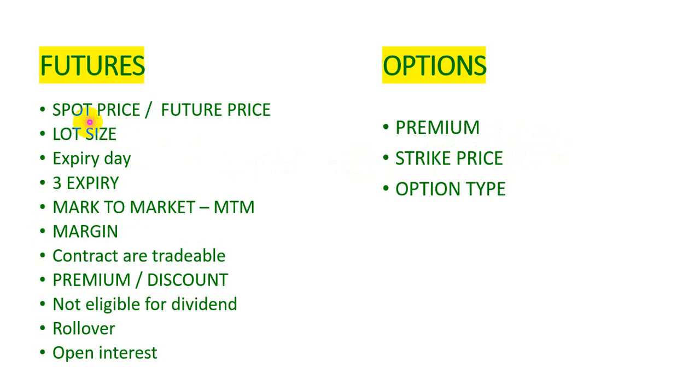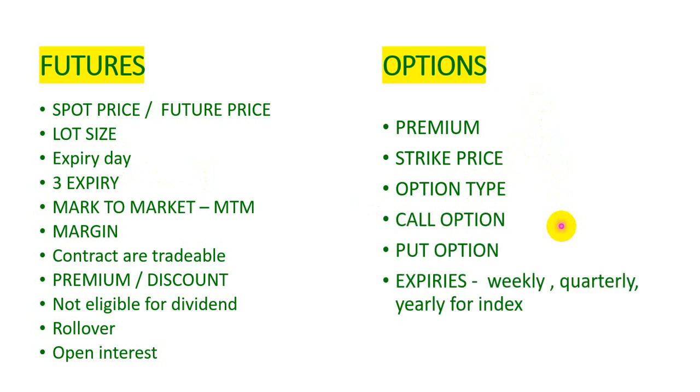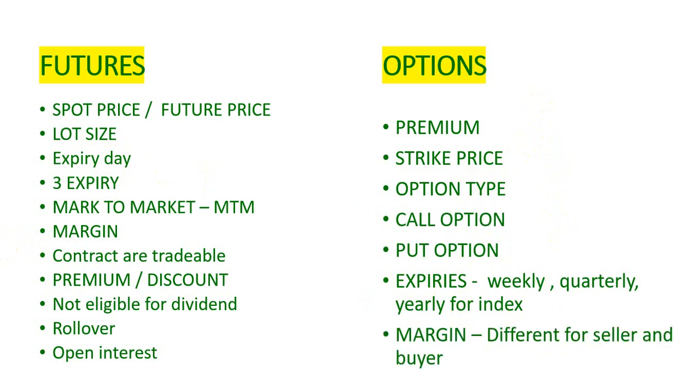In futures you need not tell what is your direction. Simply you enter long or short. That's all. But here we have to specify whether you are expecting it to go up or go down. So you have 2 options: call and put. Additionally, the same expiries are applicable here. In index you have additional weekly, quarterly and yearly expiries. So one major point is margin is different for buyer and seller.